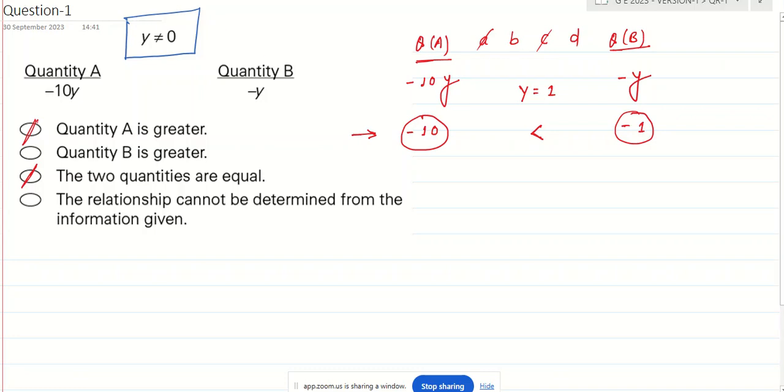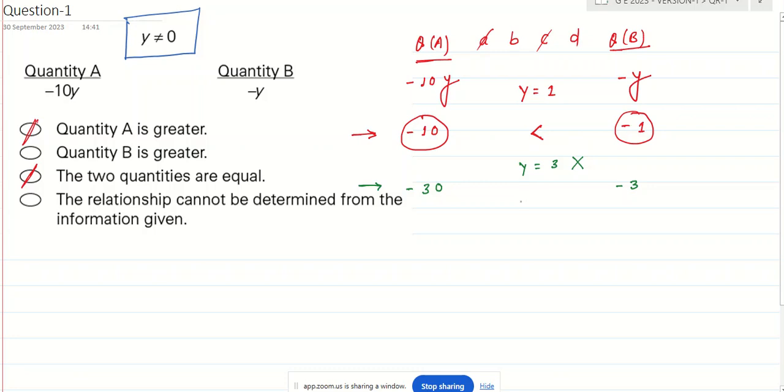So let's go ahead with another value. What is a good number we can assume? To eliminate the options, let's plug in y equals 3. How much will we get here? Minus 30. What about here? Minus 3. Does it make any difference? Is it a different answer from the previous one? No, which means y equals 3 as an assumption does not make any sense. So assume some good number where we can make a difference, where you can eliminate an option, right?